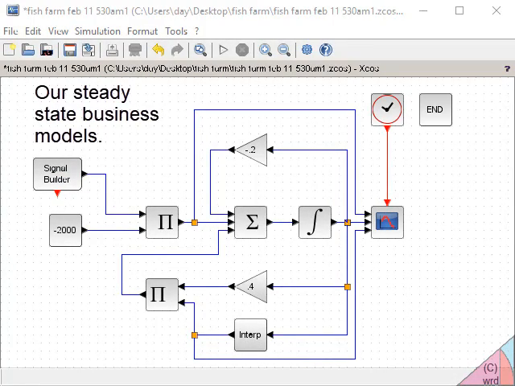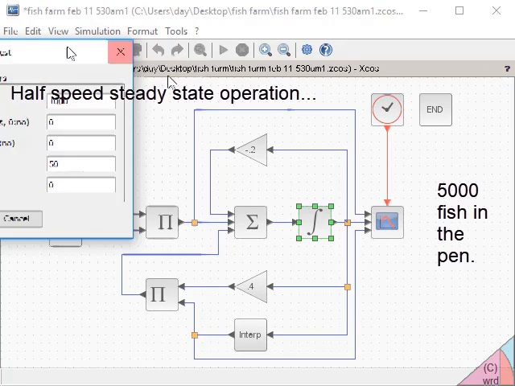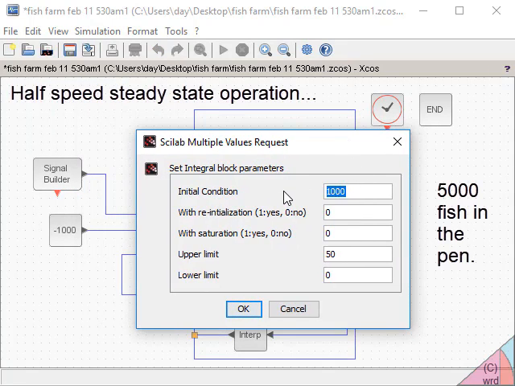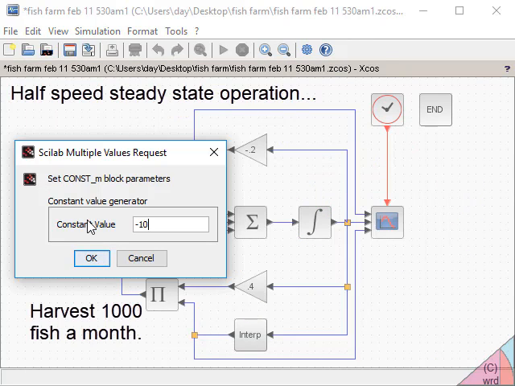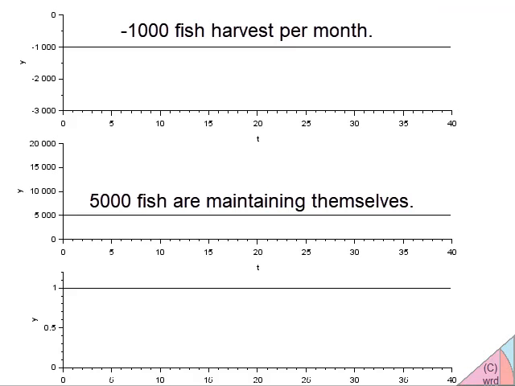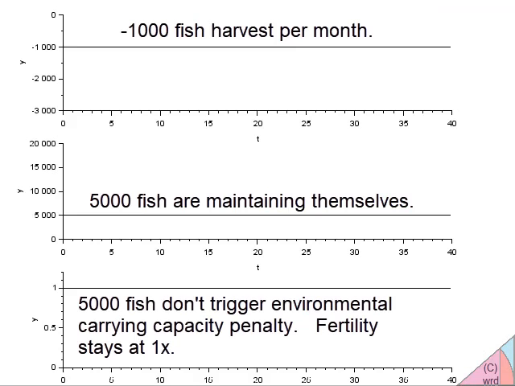Let's look at two steady-state business levels with harvesting going on. First, we maintain 5,000 fish by taking out 1,000 fish per month. This balances. We are nowhere near our environmental carrying capacity. Investors would complain about running the farm at half capacity since lots of our costs are fixed.